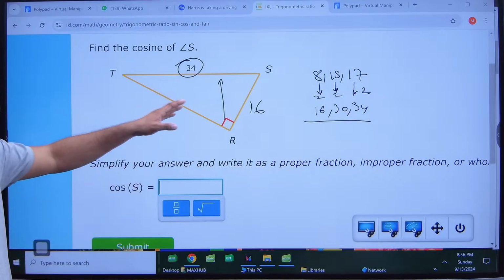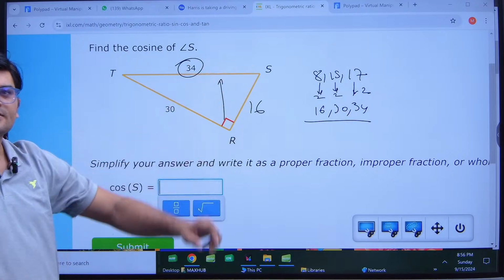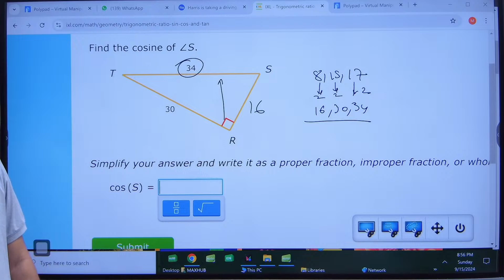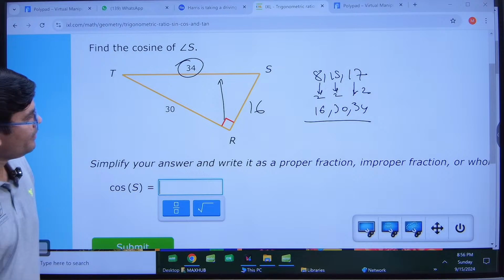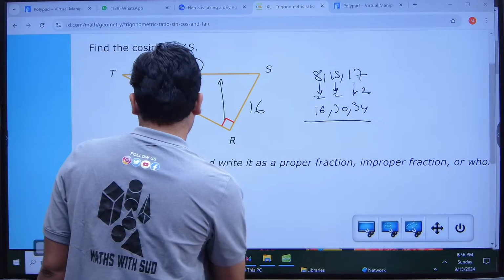So now tell me, if this is 16, what is cos S? Cos is base by hypotenuse. So it will be 16 by 34. That will be 8 by 17. Alright? Yes, sir.